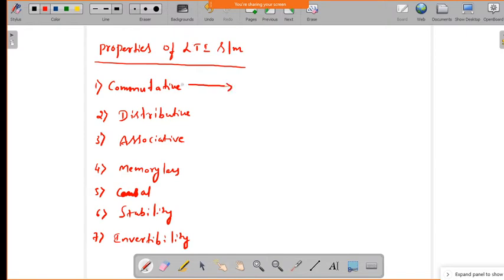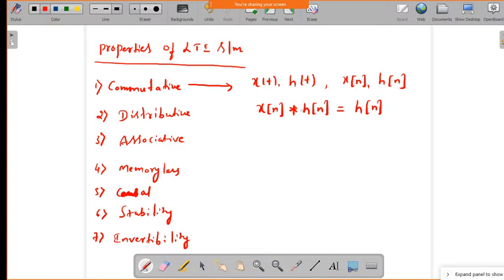Now we'll look into what the commutative property is. If you take x of t and h of t in the continuous domain as the input signal and the impulse response, and similarly in the discrete time case x of n and h of n, and the LTI system possesses the commutative property, then x of n convolution h of n, if you reverse the impulse response and the input, gives the same result, which is the convolution of h of n and x of n. So now we will prove that.